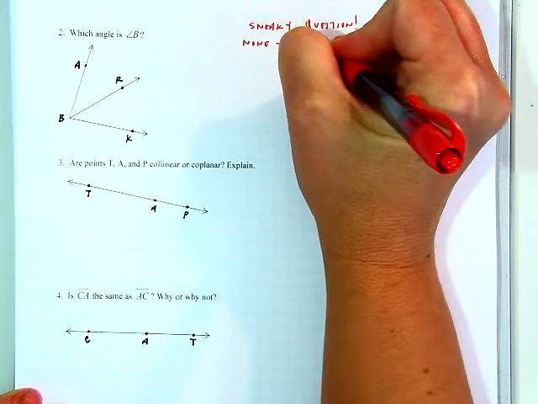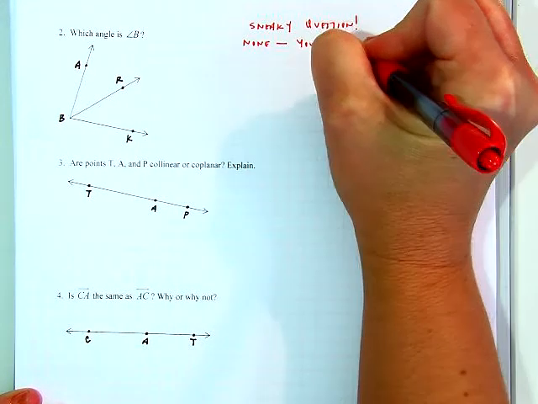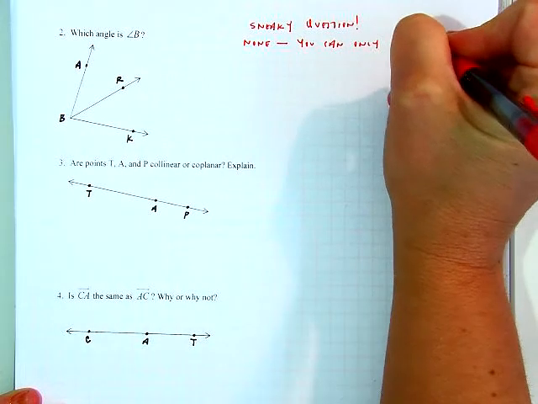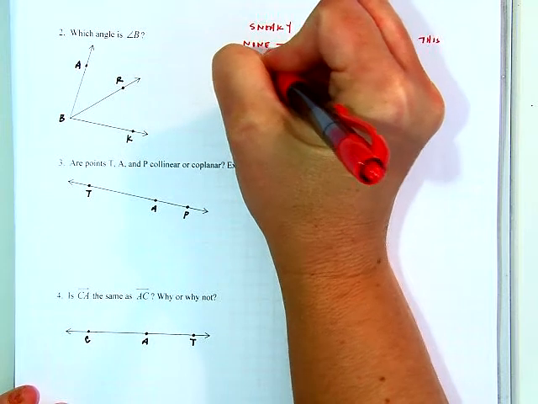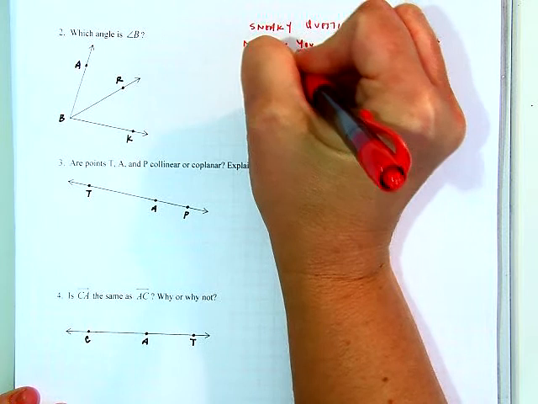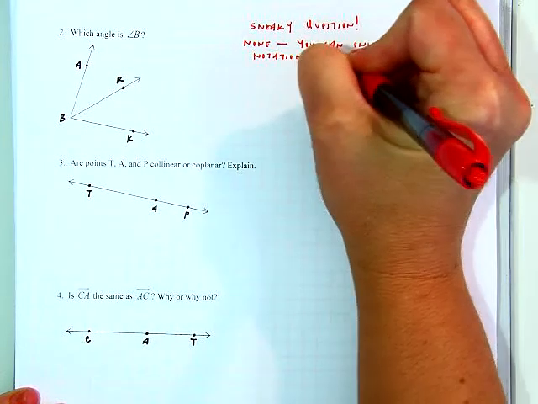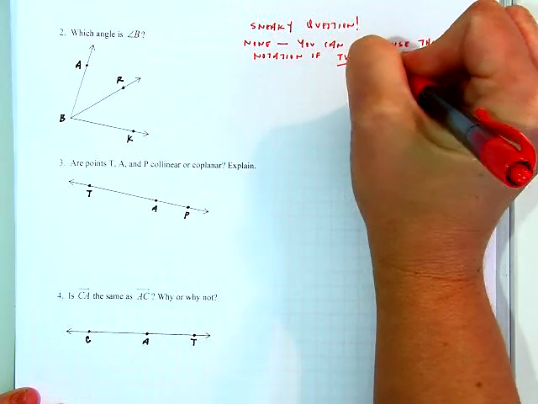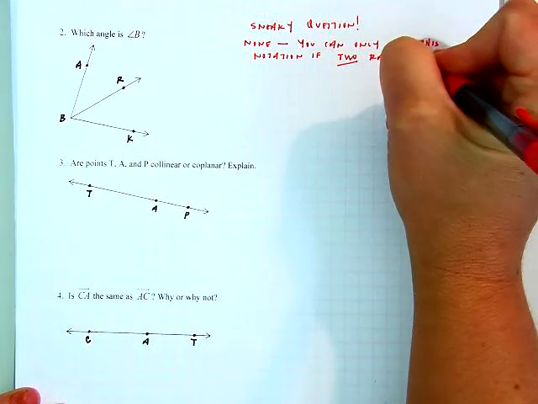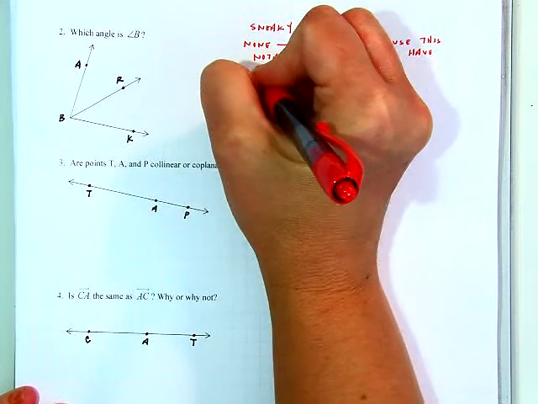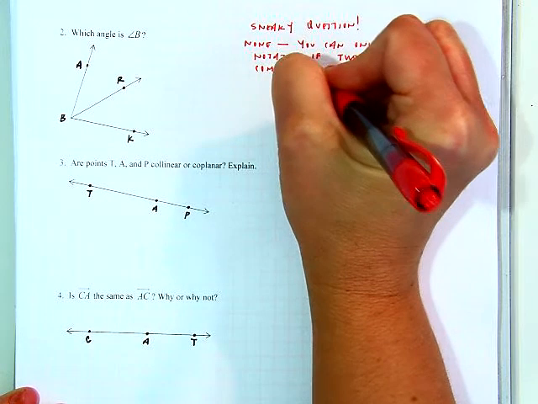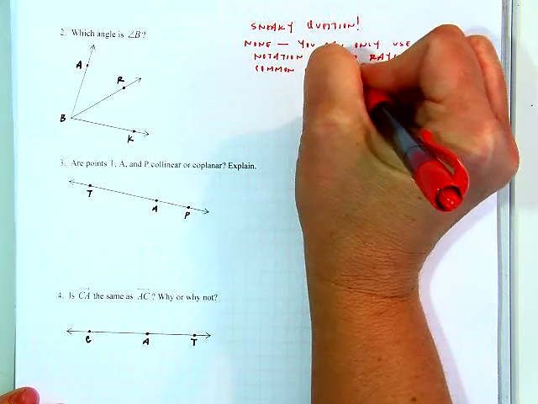You can only use this notation if exactly two rays have the common endpoint, which is the vertex.